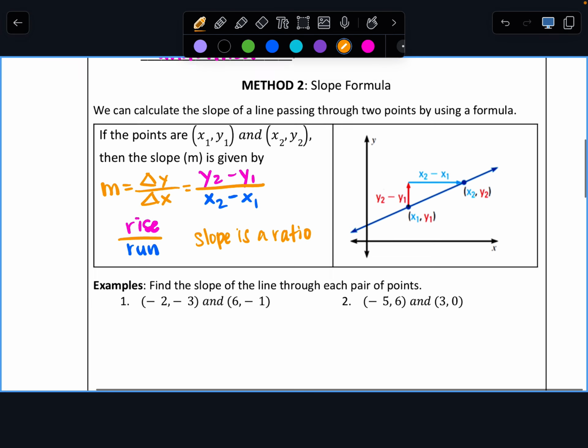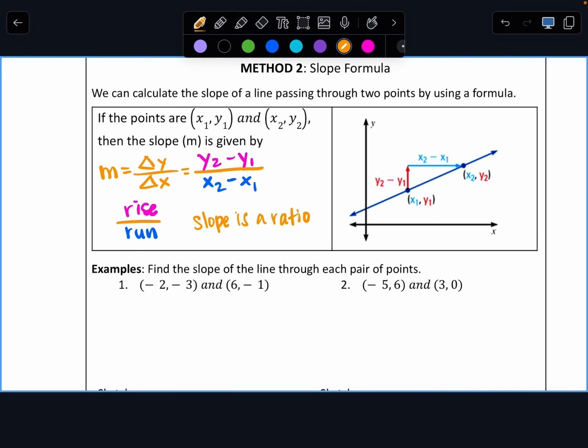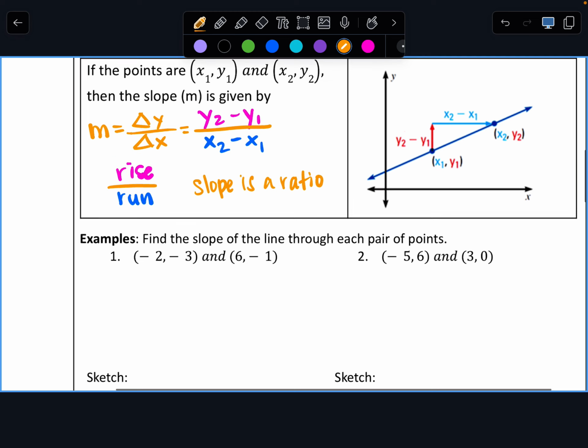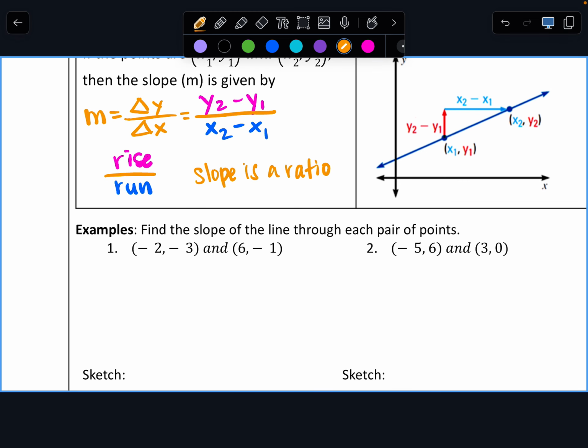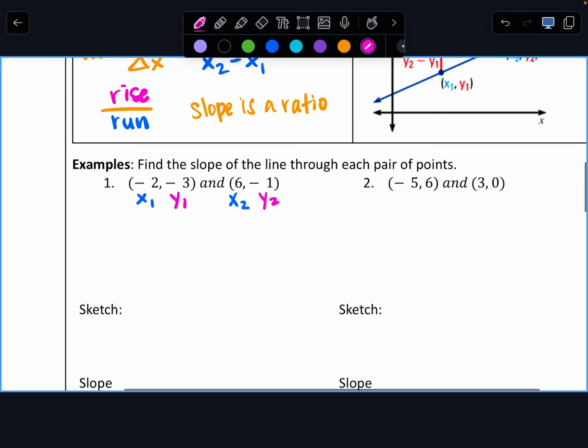Okay, so the first example is we have a point at -2, 3 and 6, -1. So what I'm going to do first is label one of my points point 1 and one of my points point 2. Now each point has an x and a y. So my first one, I'll make this x1, y1. And my second point, I will make x2, y2. It doesn't matter which one is 1 and which one is 2, as long as the x and the y1s are together and the x and the y2s are together.